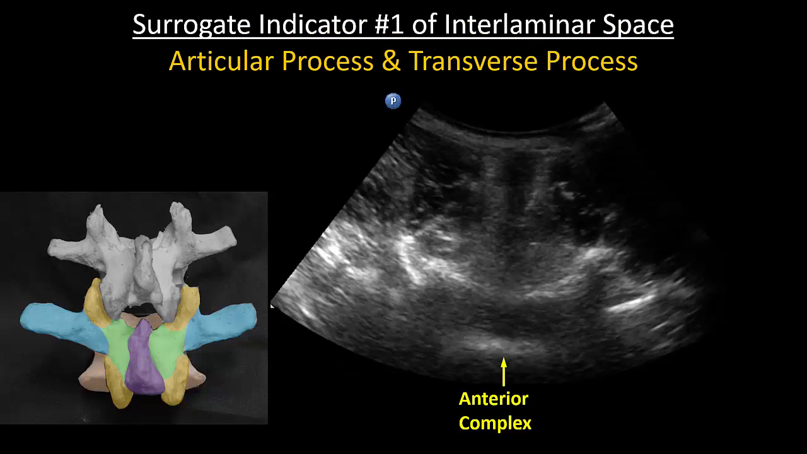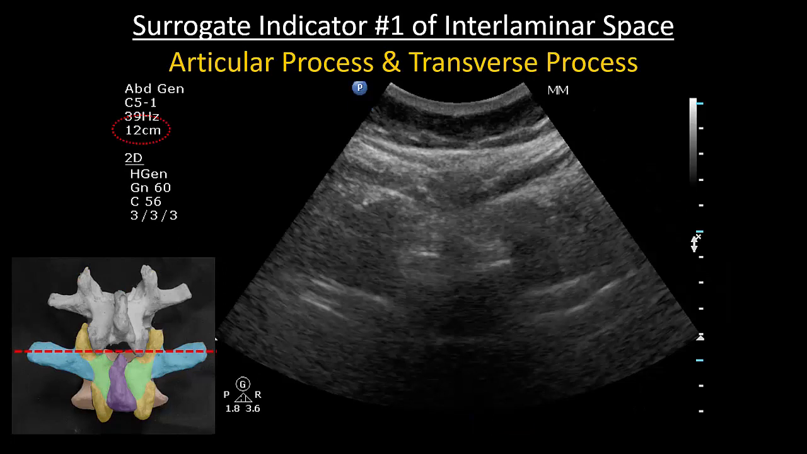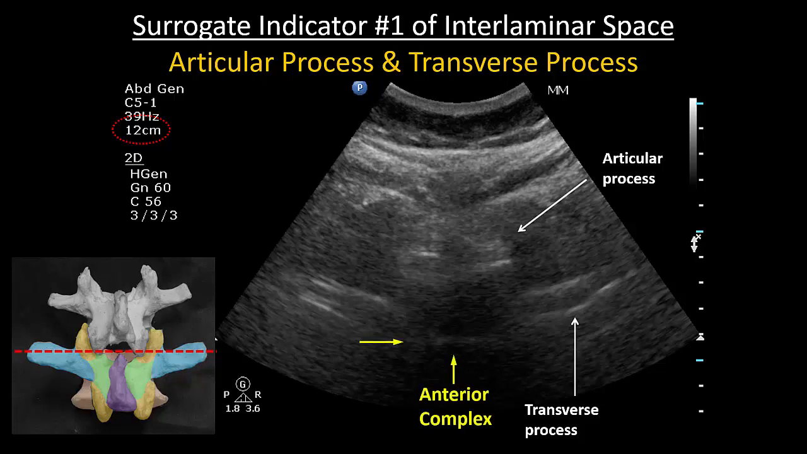The first surrogate landmark or indicator of the interlaminar space is visualization of the superior articular process and transverse process. These lie in the same transverse plane. Note that on the ultrasound image, the anterior complex is roughly at the same depth as the transverse process. Looking again now at the earlier image from the obese patient, we can identify the articular processes and the transverse processes. This should now guide our eye to recognize the faint hyperechoic line of the anterior complex.